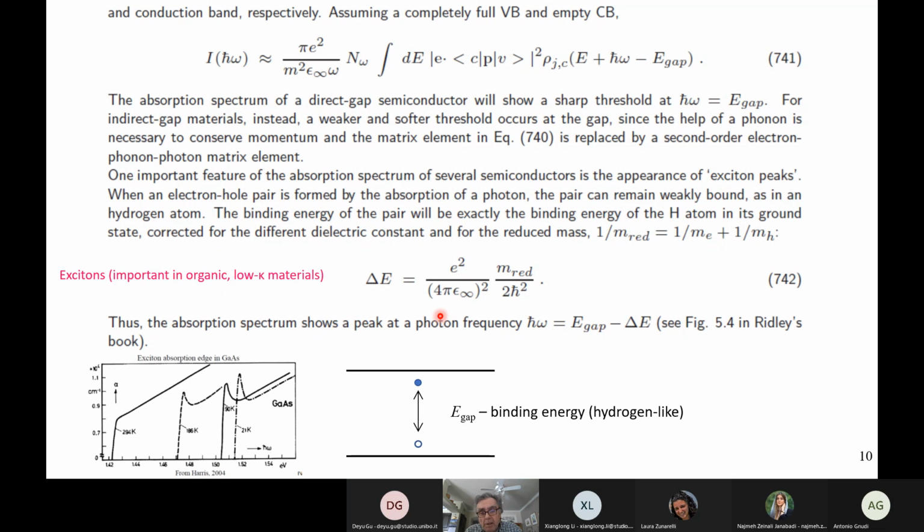In organic materials, this epsilon, which is around 10 to 15 in semiconductors, 16 for germanium, about 12 in gallium arsenide, 11 in silicon, could be 2 or 3, so the binding energy can be significantly higher. And then you have a peak which may be actually well separated in the absorption spectrum. So excitonic transitions are important.